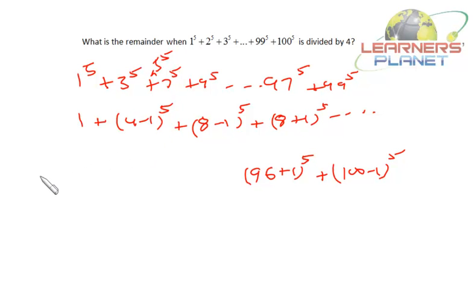Okay, so from this we are getting the remainder as 1, from this we are getting the remainder as minus 1. From 5 raised to 5 I'll be getting the remainder as 1. From 7 raised to 5, that is 8 minus 1 raised to 5, I'll be getting the remainder as minus 1. So finally I'll be getting half of the remainders as positive 1 and the remaining half as negative 1. So finally all the remainders will get cancelled and I'll be getting 0 as the remainder. I hope you find the problem easy.